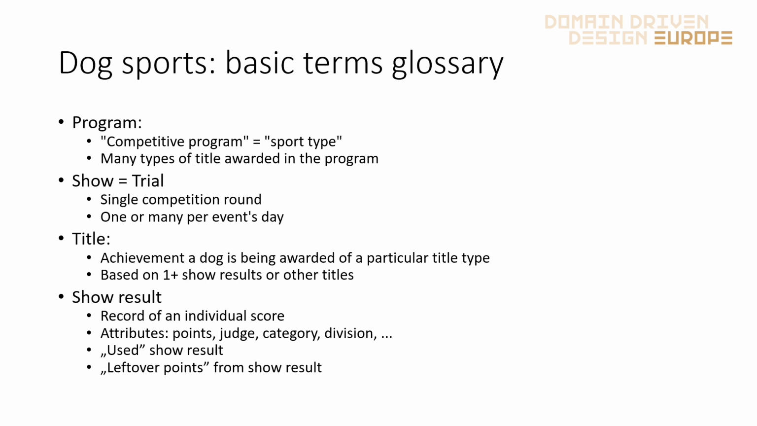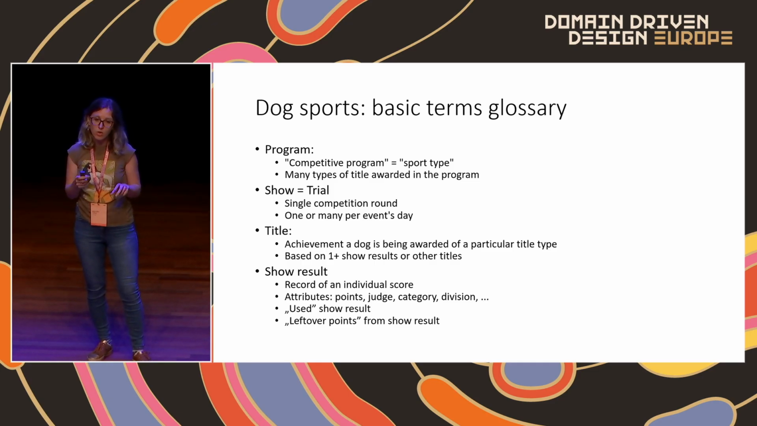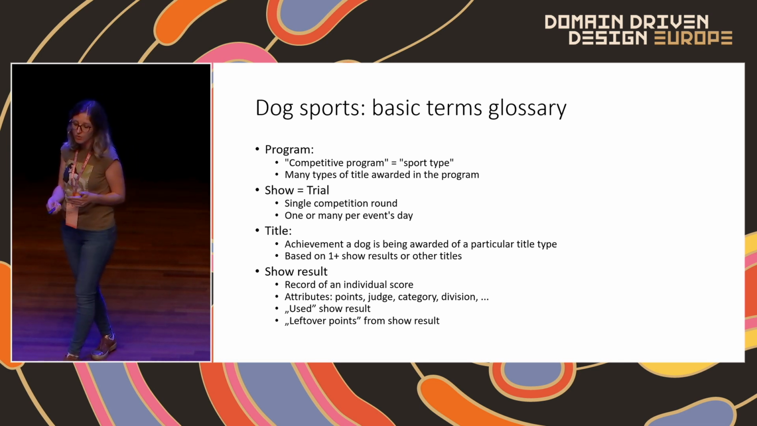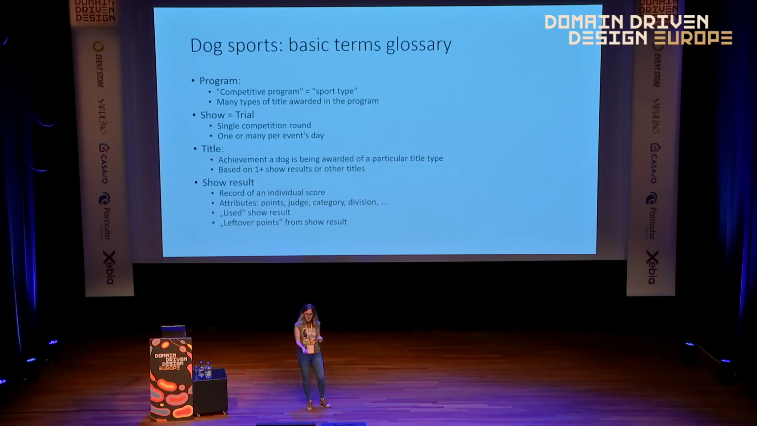And within each program, you have multiple types of titles. A show is a single round of a competition, and there might be many of them per day. And title is achievement of one dog that has certain type and is awarded based on show results or other titles. And show result is a record of an individual score. It has certain attributes. Two I wanted to highlight is two concepts related to show results. So used show results meant that that show result contributed to some title.